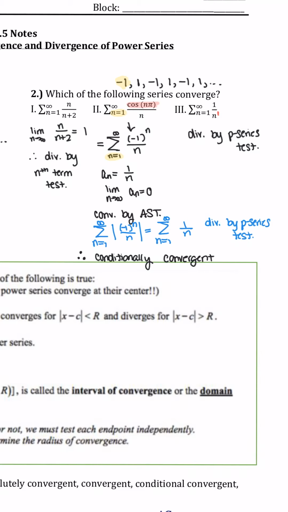All right, so just to recap, in number 2, 1 is divergent, 2 is convergent and conditionally convergent, and 3 is divergent.